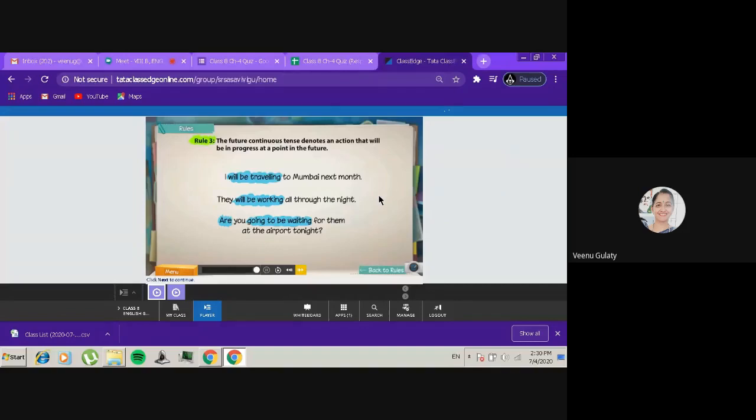Okay, this is a question. Are you going to be waiting? It's waiting, okay? Are you going to be waiting for them at the airport tonight? And the previous one, if you see, they will be working all through the night. Through the night ka matlab, waise hum through kahan use karte hain? When something goes, pierces something, isn't it? Like the ball went through the window. Jab uske aar paar jata hai. But here, through means they will be working all through the night. Matlab, puri raat wo kaam karenge. Okay?